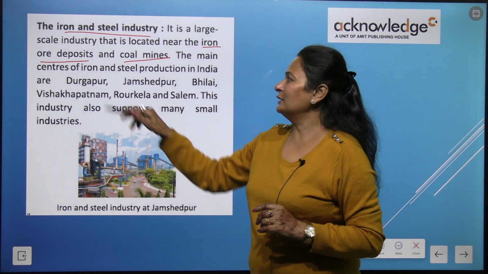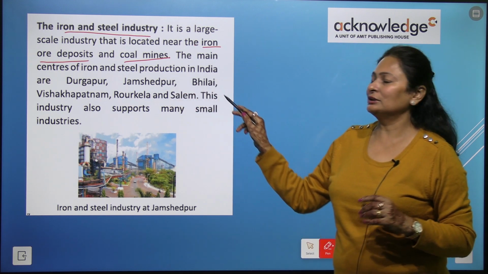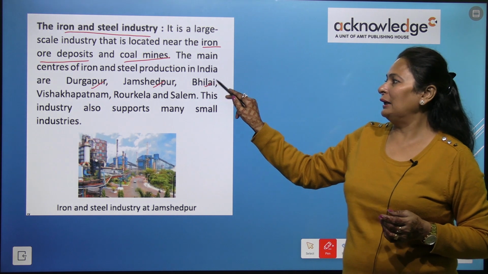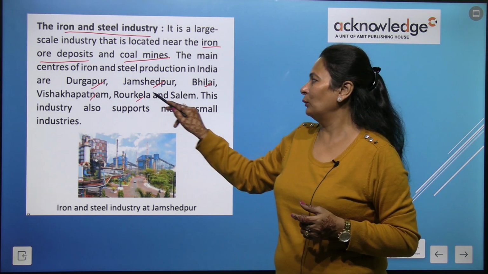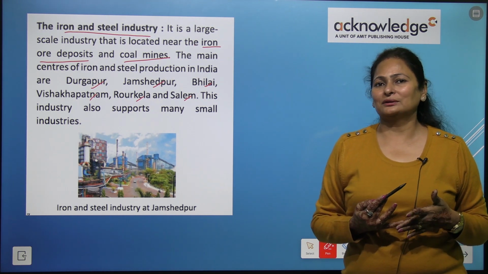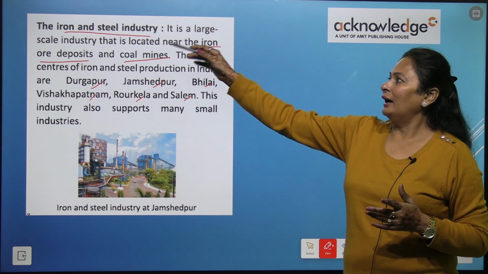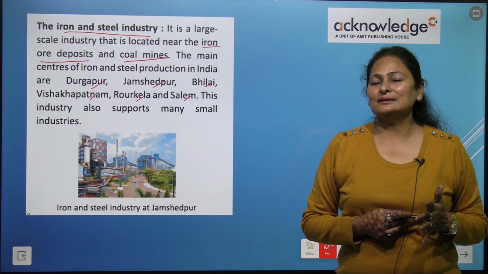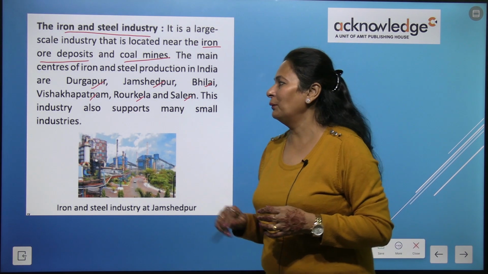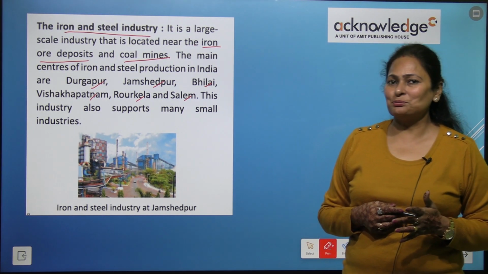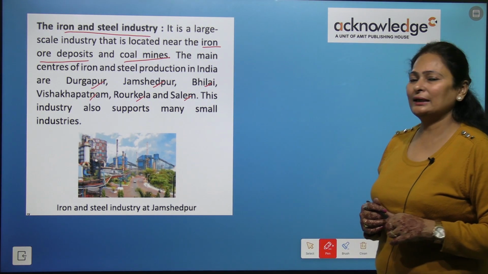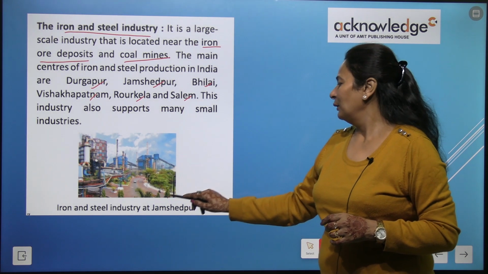The main centers of iron and steel production in India are Durgapur, Jamshedpur, Bhilai, Visakhapatnam, Rourkela and Salem, some important areas where the iron and steel industries are established. This industry also supports many small industries. Here is a picture of the iron and steel industry at Jamshedpur.